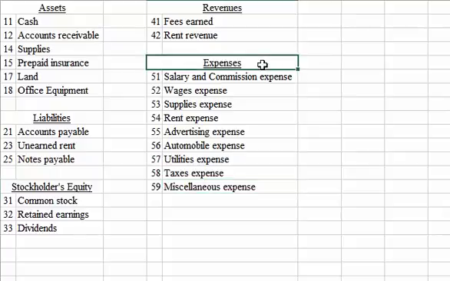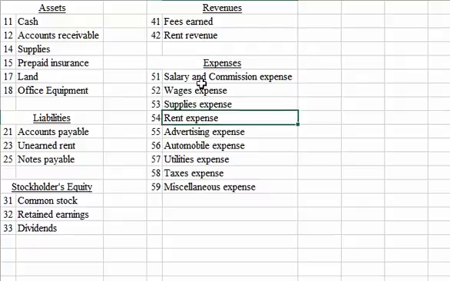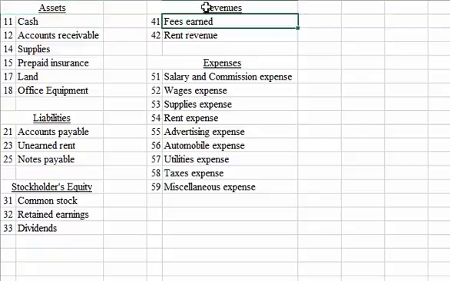So when I say you need to memorize this, given an account, you need to recognize what type of account it is. If I say prepaid insurance, you need to recognize that that's an asset. You need to recognize that fees earned is a revenue account, and so forth. You need to know unearned rent is a liability, that kind of thing. Okay.